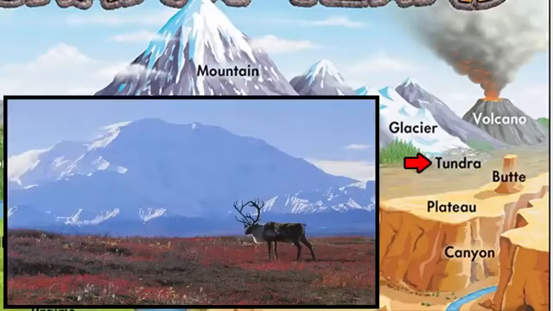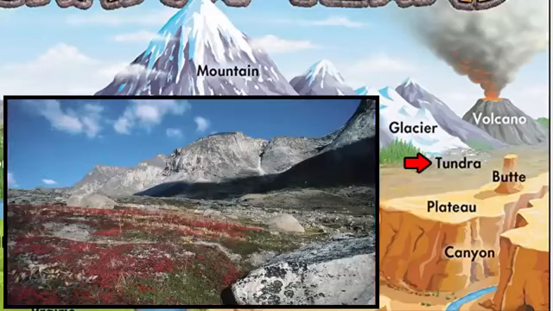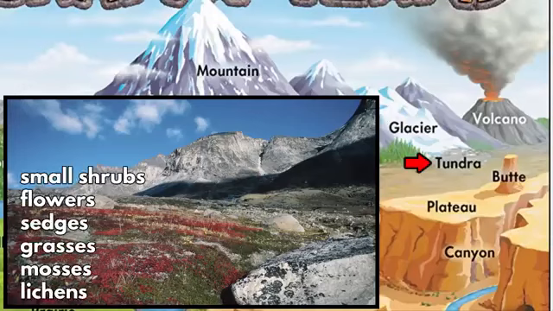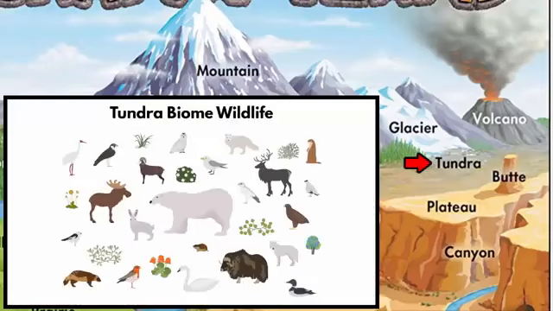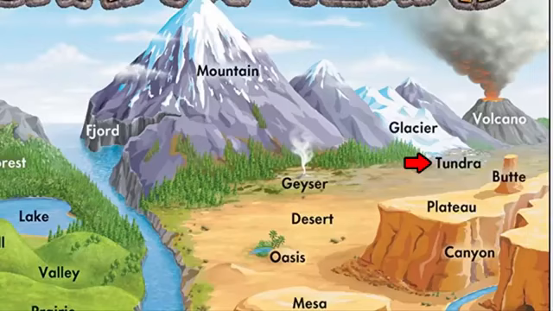The word alpine means mountain. In this ecosystem, you will rarely find trees. Mostly you will find small shrubs, flowers, sedges, grasses, mosses and lichens. The wildlife in this region consists of musk ox, yaks, mountain goats, snowy owls, arctic foxes, polar bears, etc. The climate of this region is mostly dry and cold.